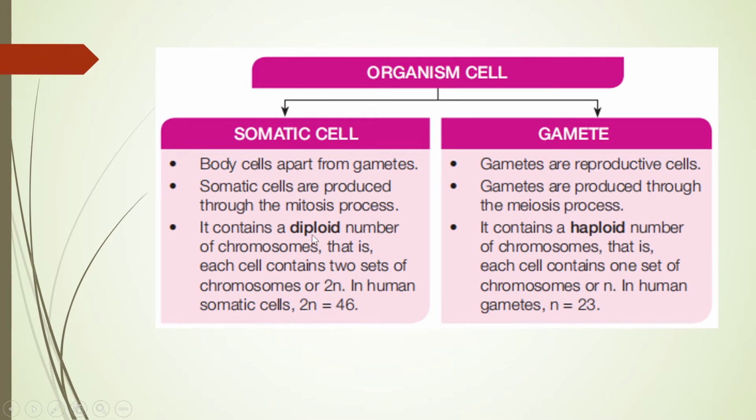One somatic cell contains 2N. That means this is the full set. Like in human beings, the human somatic cell is equivalent to 46. 46 is the full set of chromosomes in one of our somatic cells.